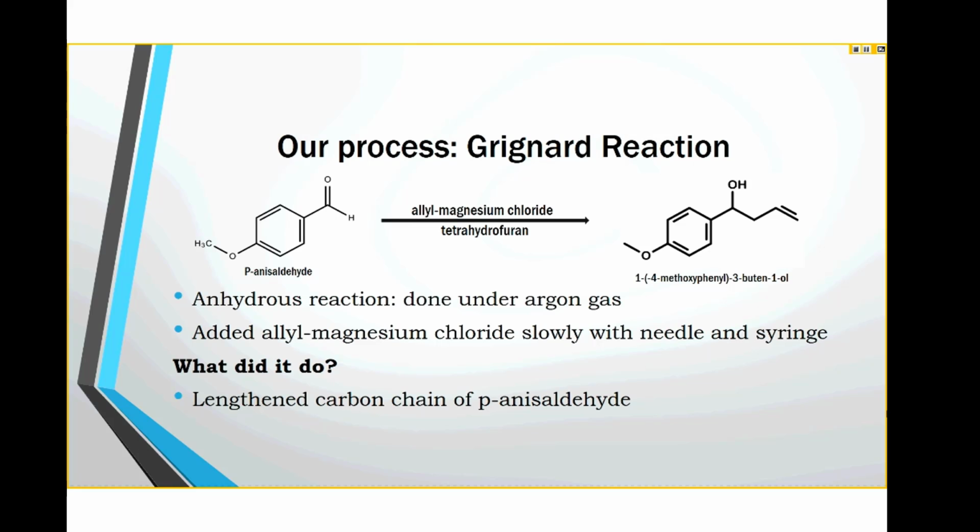The allyl magnesium chloride is very reactive, so we added that slowly. One, because if we added it all at once, it would just destroy the whole reaction and sizzle and end in a big bang. And also because we didn't want our products to be destroyed. So what this whole reaction did was take this carbon chain off of the PN-aldehyde and lengthened it by a couple carbons. You can also see that it broke this double bond to the oxygen and the carbon and formed the hydroxyl group.